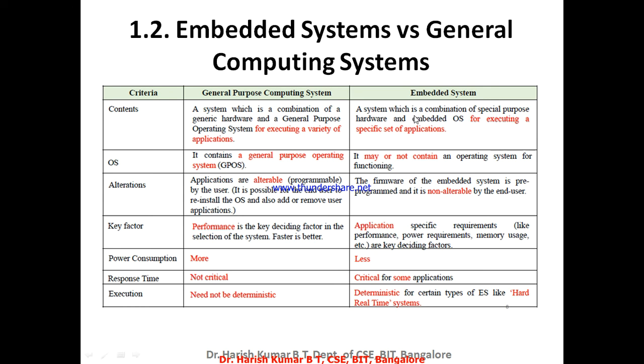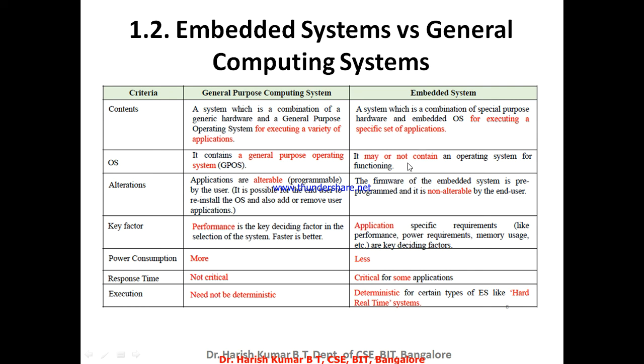Now what happens in embedded systems here? An embedded system is a combination of special purpose hardware and embedded OS for executing a set of applications. They don't have generic hardware, instead they have special purpose hardware, specially designed to execute a specific application or a set of applications. And it is not a general purpose operating system, it is an embedded OS which can execute only a set of applications.